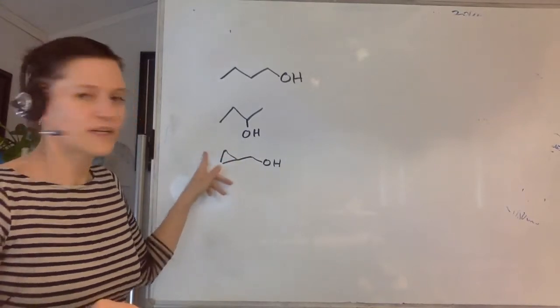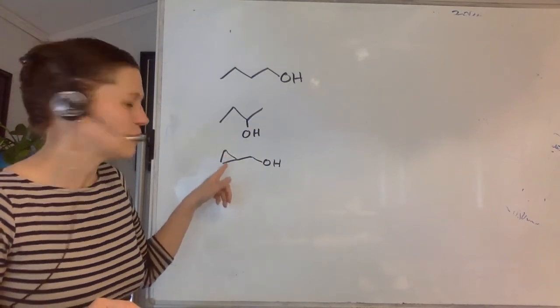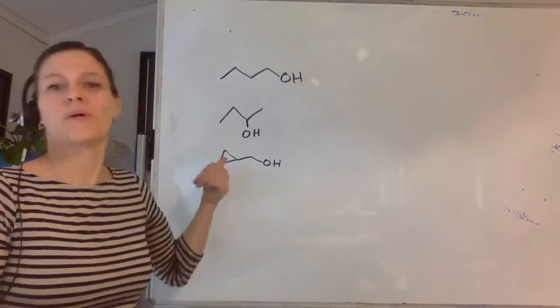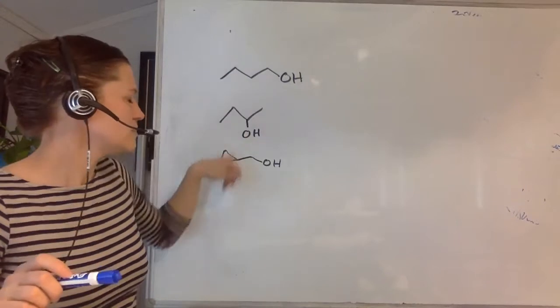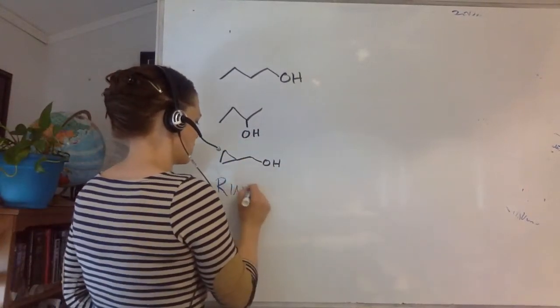But the energetics associated with creating this tricarbon ring, tricyclic ring? No, whatever it would be called. 3-membered ring, there we go. The energetics associated with this compared to these two is going to be a way that we're going to study what's called ring strain.